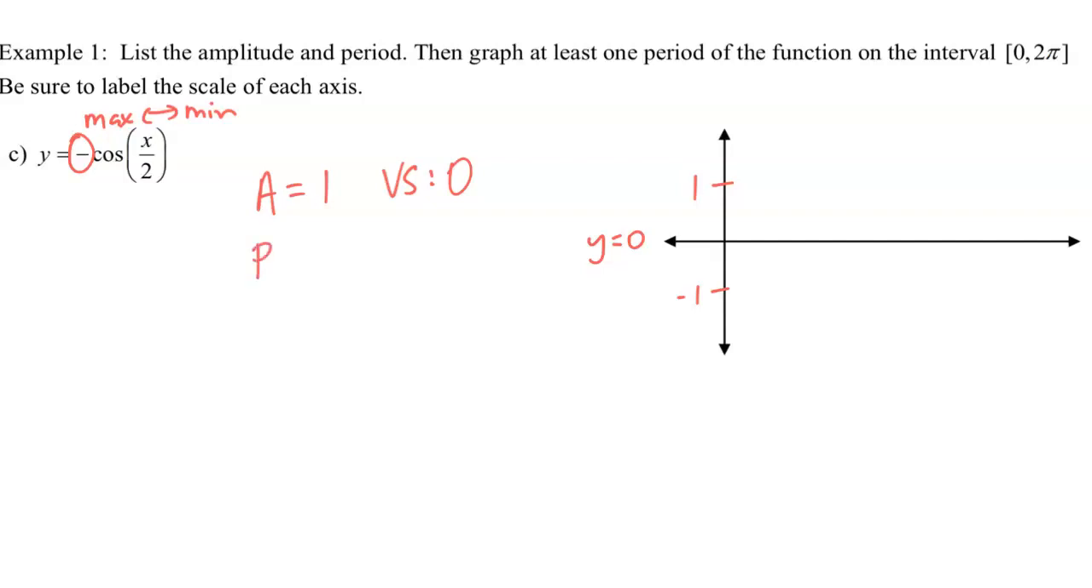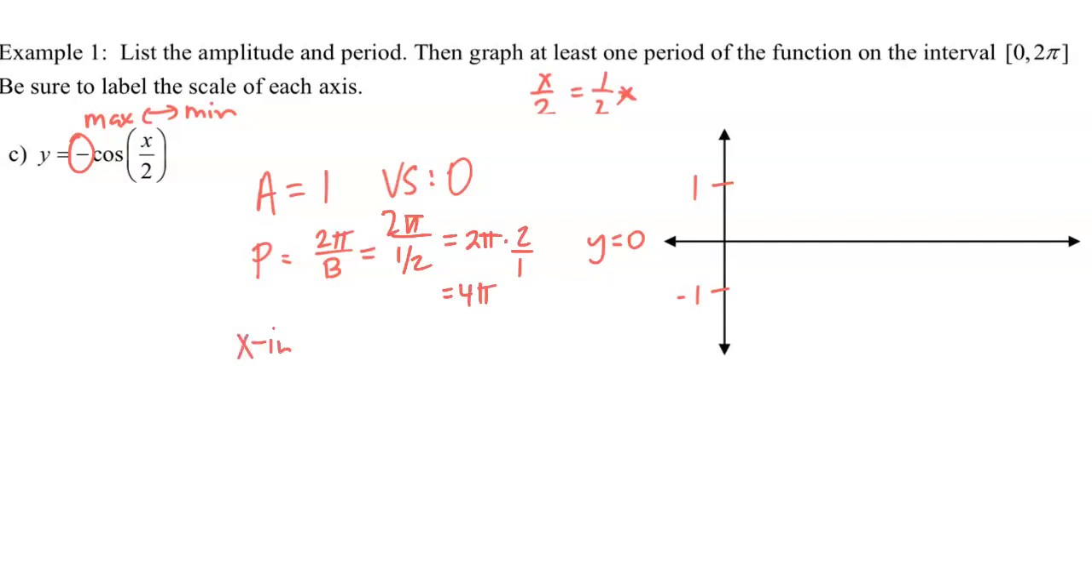Okay, for the period, we know that this is 2 pi divided by b, where b is the coefficient in front of x. But if you're not careful, you won't identify that coefficient correctly. X over 2, would you agree with me, is the same thing as 1/2 x. And so therefore, this becomes 2 pi divided by 1/2. And whenever I divide by a fraction, I just multiply by the reciprocal. And so 2 pi times 2 over 1 becomes a period of 4 pi.